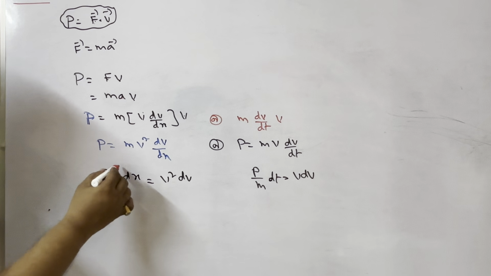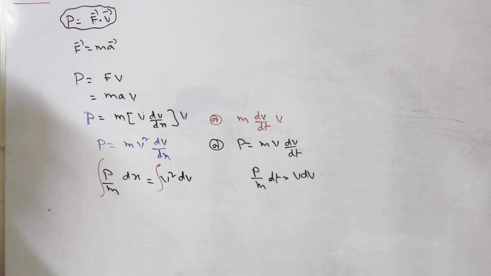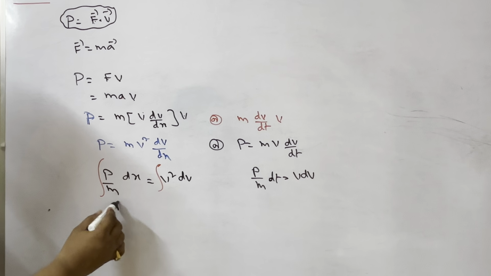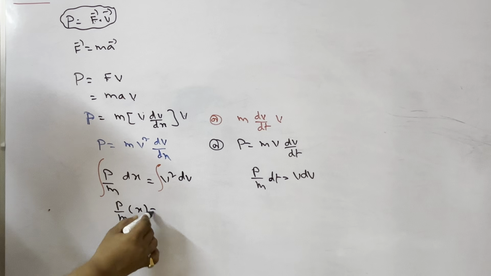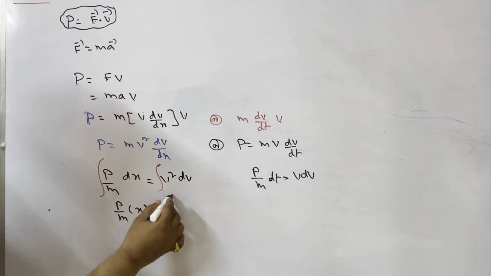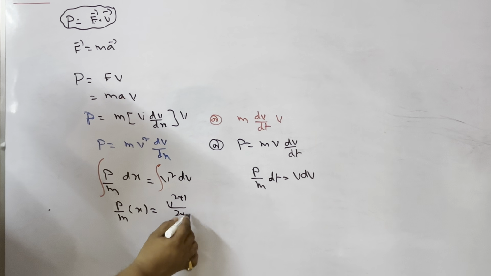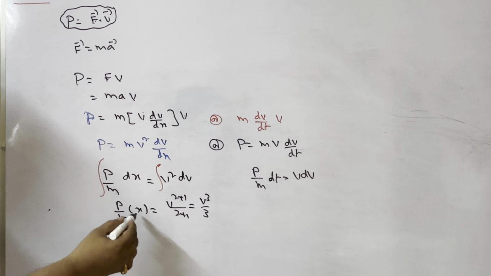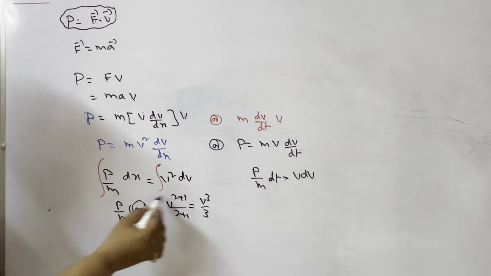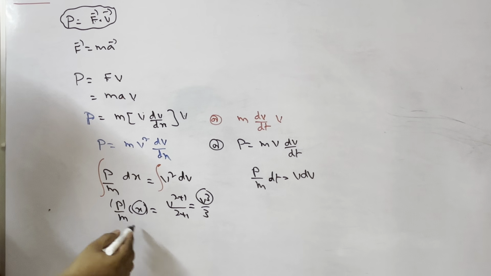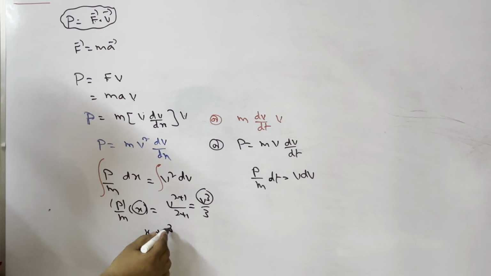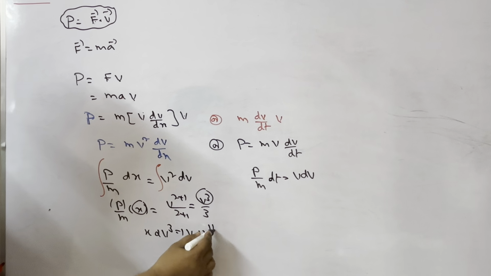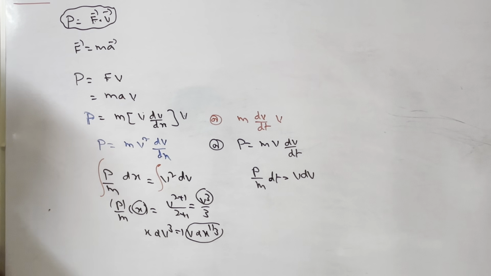Now you can do integration on both sides. If you do integration on both sides, integral dx is going to be x. Integral v square dv, v power 2 plus 1 by 2 plus 1, that is nothing but v cube by 3. Then see the relation between x and velocity if power is constant. So x is directly proportional to v cube, v is directly proportional to x power 1 by 3. This relation is going to be important.